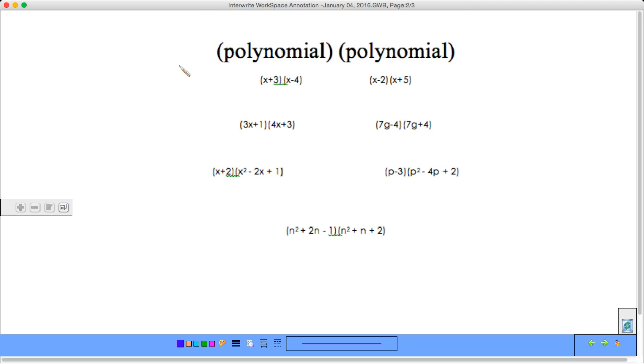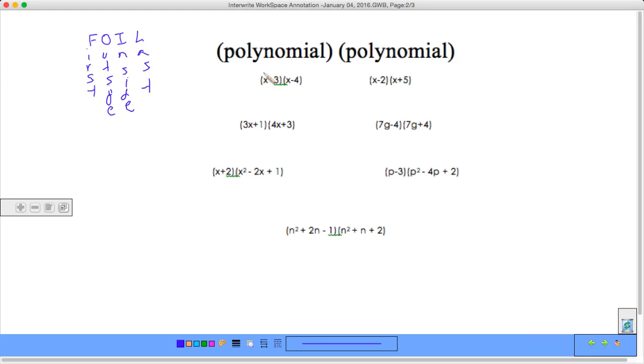We're going to talk about multiplying a polynomial and a polynomial. That just means that you have more than one term in each set of parentheses. When you have two in each, we can use the acronym FOIL, which means you multiply the first, outside, inside, and then the last.